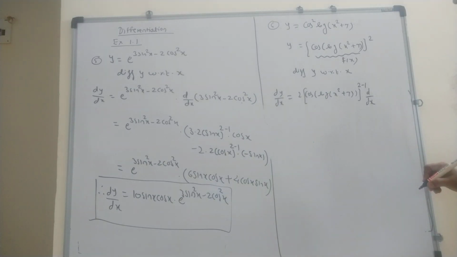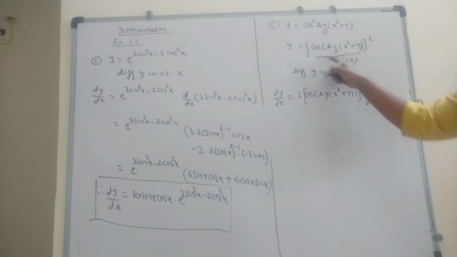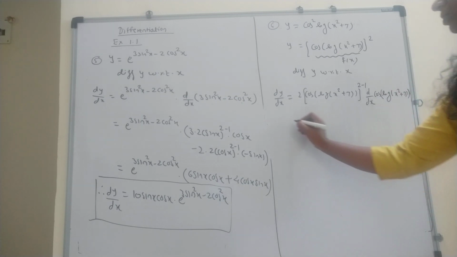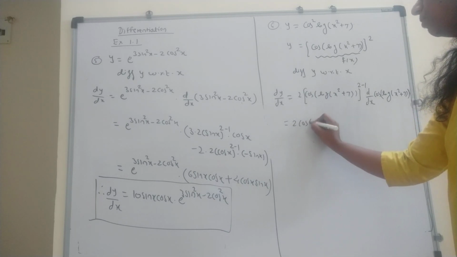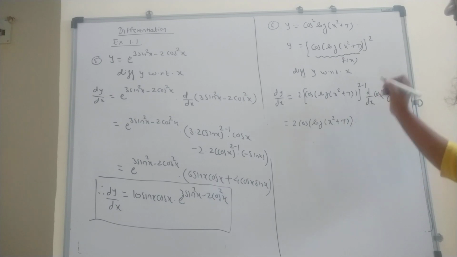What is the inner function? n f(x) raised to n minus 1 multiplied by the derivative of this inner function, that is cos of log of x square plus 7. Okay, so this is 2 cos of log of x square plus 7 raised to 1.